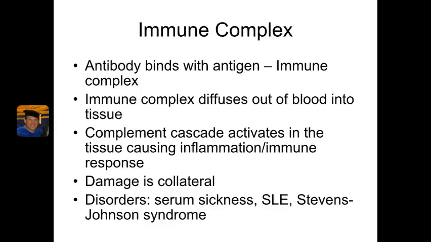Some common things that are a result of immune complex would be systemic lupus erythematosus. A lot of the autoimmune disorders that women tend to get, like lupus and rheumatoid arthritis, those are all immune complex. And then Stevens-Johnson syndrome, which we mentioned for sulfa allergies, that is also an immune complex.